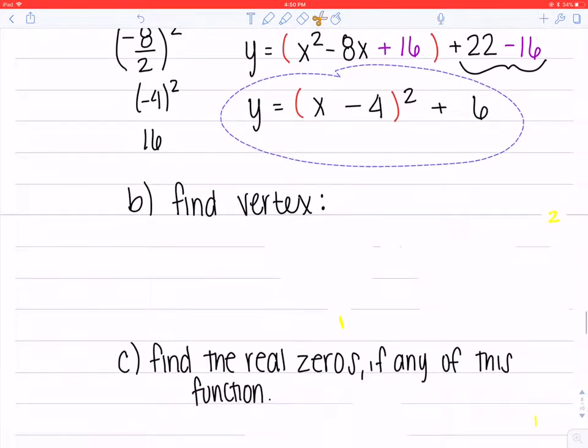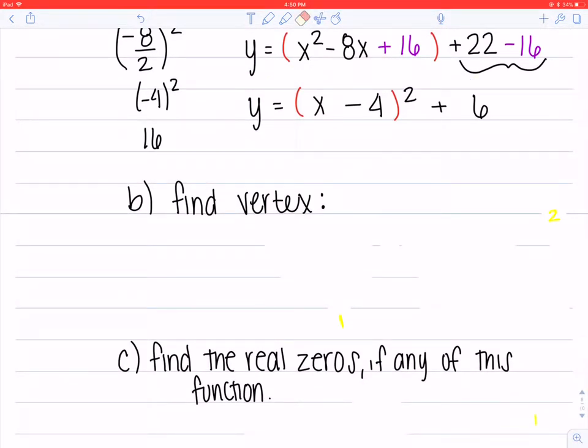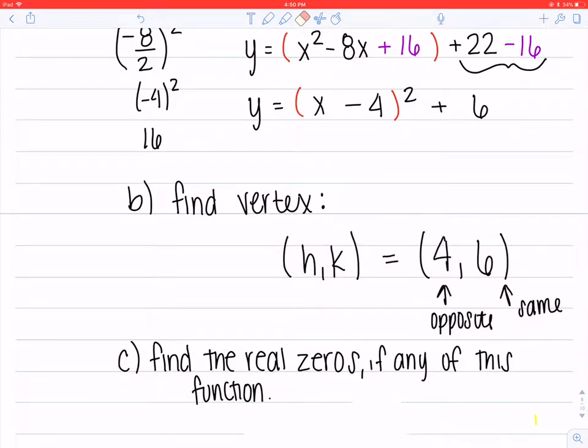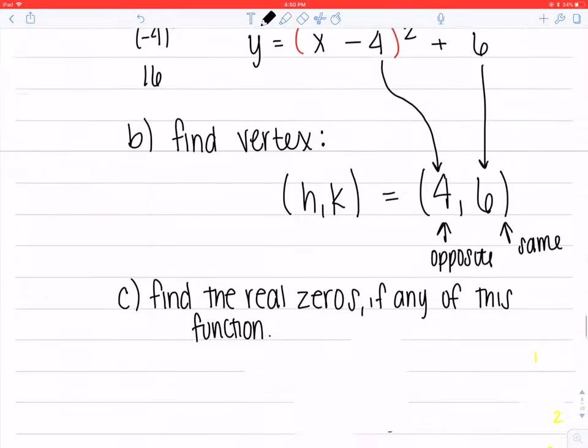So part 2 is going to ask you to find the vertex. So I need to find h, k. Well, luckily I just put it in vertex form. So my vertex is h opposite, k regular. So my vertex is the point (4, 6).